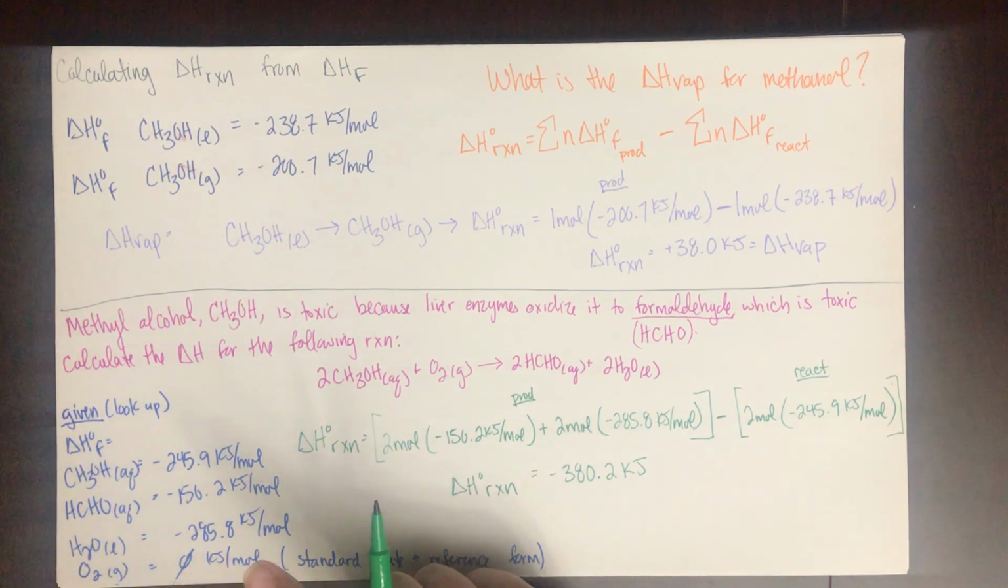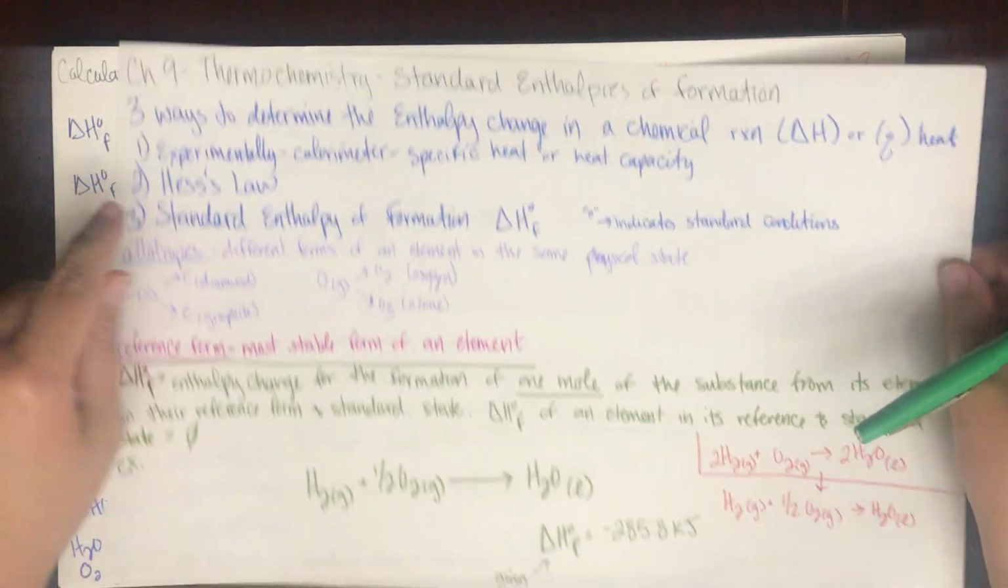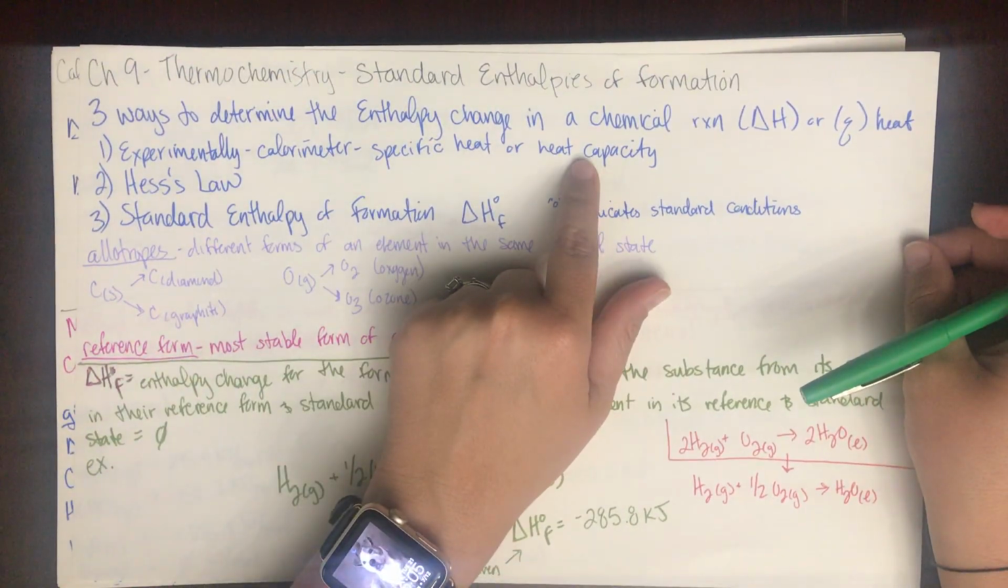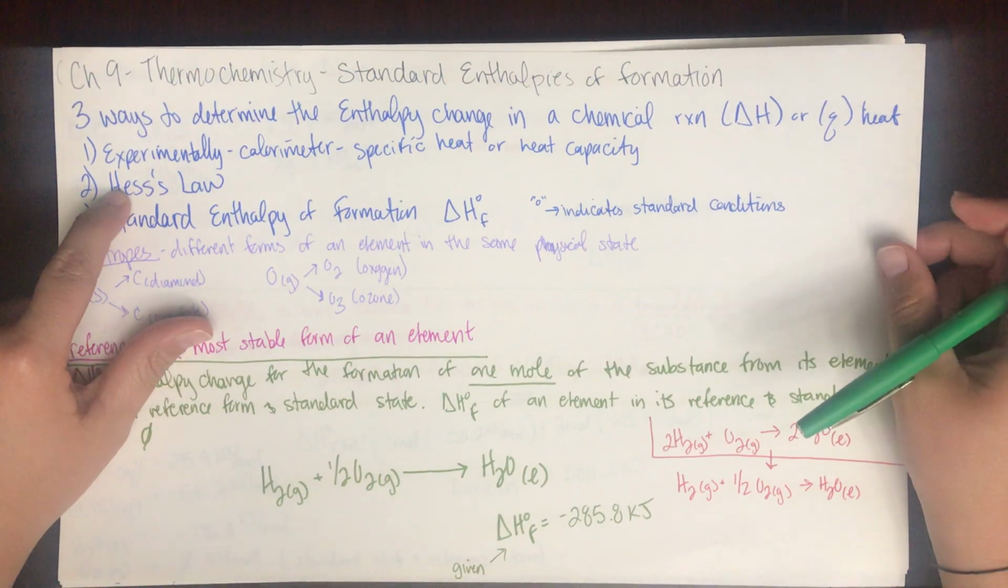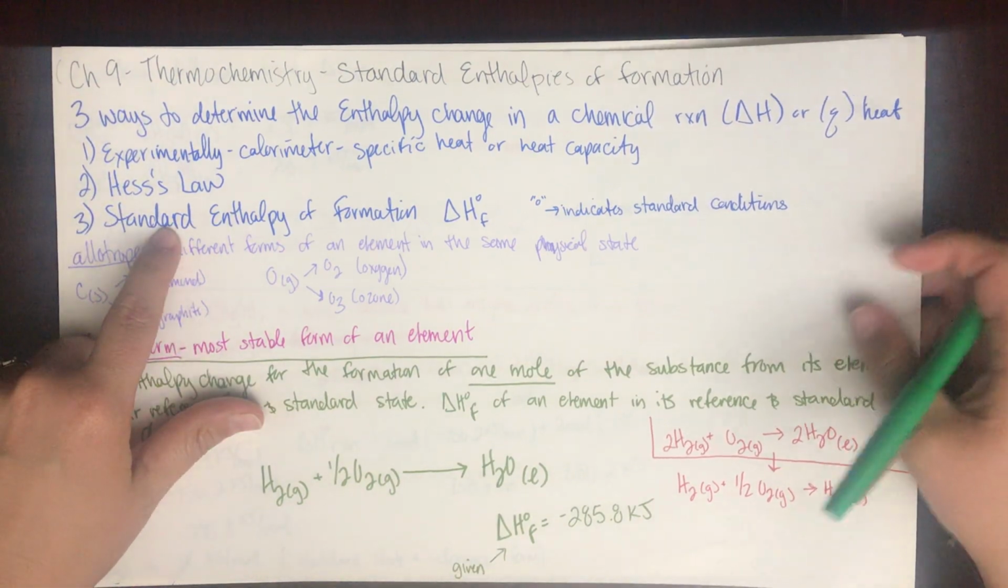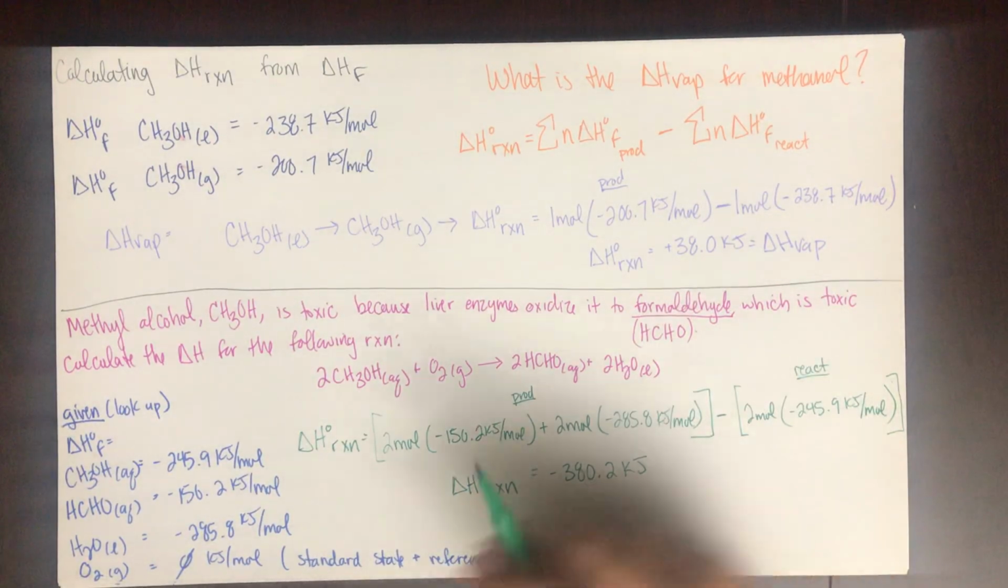So this is the third and final way that we are going to be calculating enthalpies of reactions. So we did it experimentally using specific heat or heat capacity. We did it using Hess's law, and now we've done it using the standard enthalpy of formation.